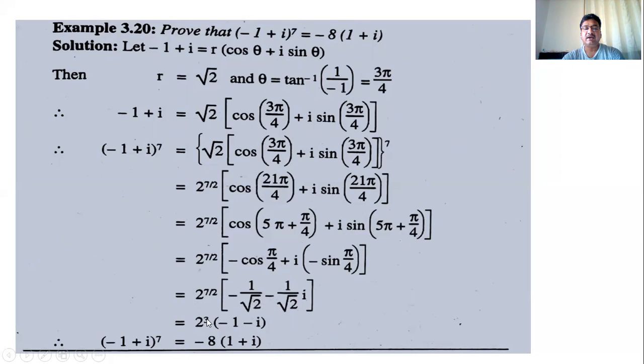And then we have the answer 2 raised to 3 times minus 1 minus i. 2 raised to 7 by 2 means 2 raised to 3 into root 2. Then take this minus sign, root 2 as common, so root 2 gets cancelled. 2 raised to 3 times minus 1 minus i, that is the RHS.